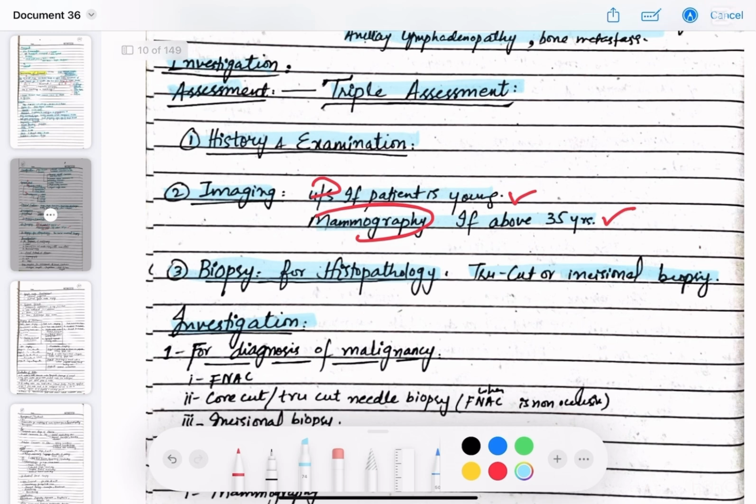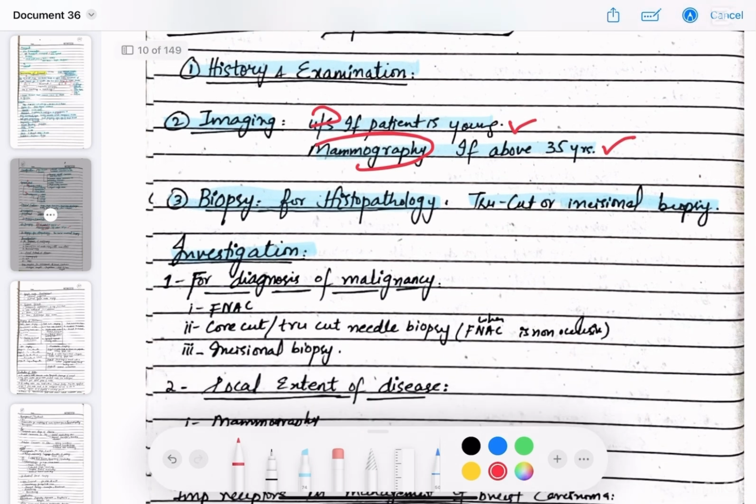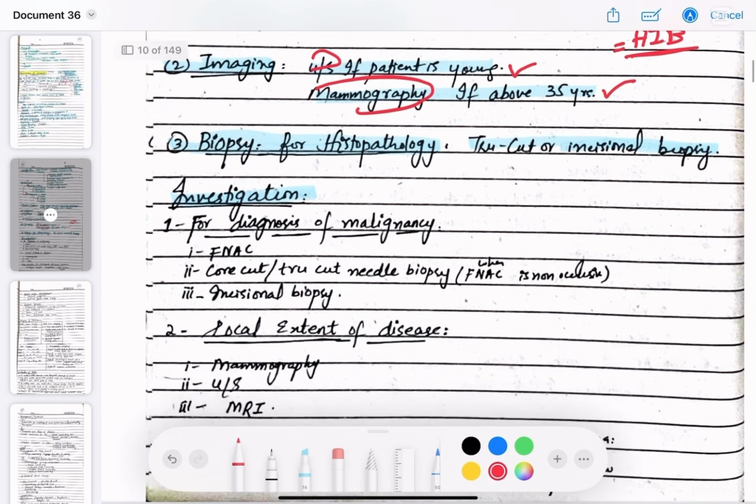History, imaging, and biopsy. This is the triple assessment, HIB. The investigations are for the diagnosis of malignancy. We will do the fine needle aspiration, the core cut or true cut needle biopsy, and incisional biopsy. Okay, these are for the diagnosis of malignancy, biopsy specifically used. So we have the FNA and the true cut biopsy or fine needle aspiration biopsy, and then we have the incisional biopsy. These are the three types.